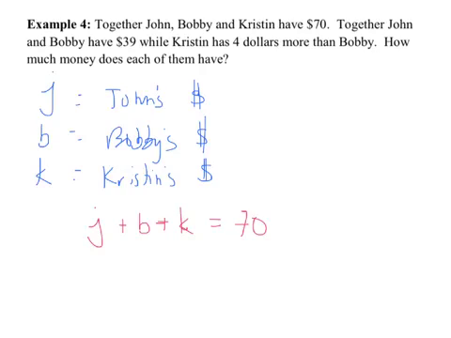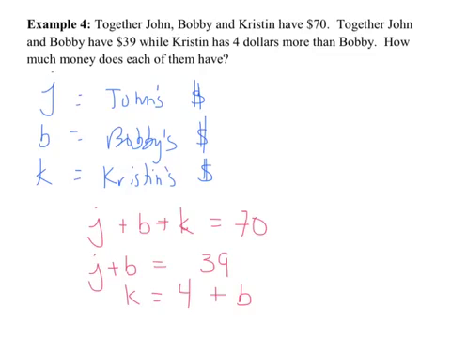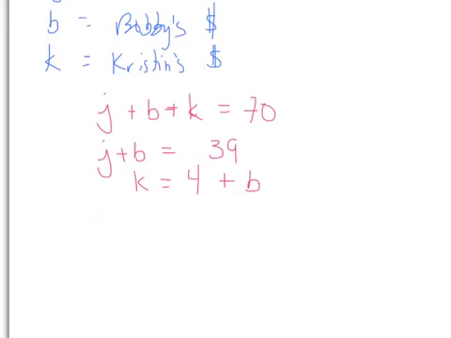Next, we're told that together John and Bobby have $39. And finally, Kristen has $4 more than Bobby. So we have three equations and three variables. At first, it may be tempting to say, all right, let's put everything in order, get all of our variables lined up, and go ahead and use a matrix or elimination method. But actually, it's easier in this problem to use substitution.